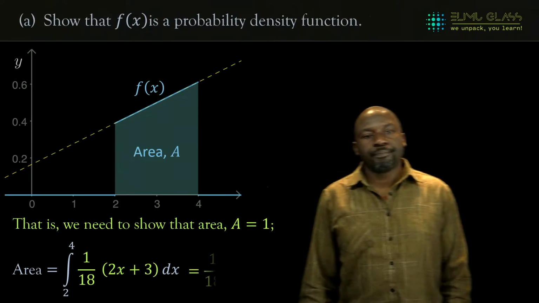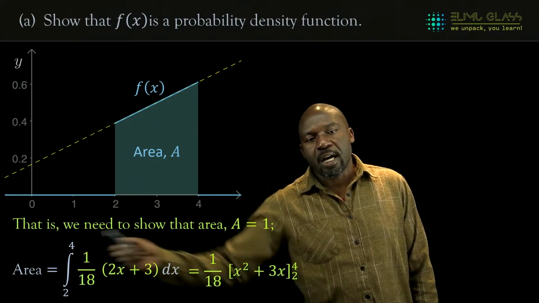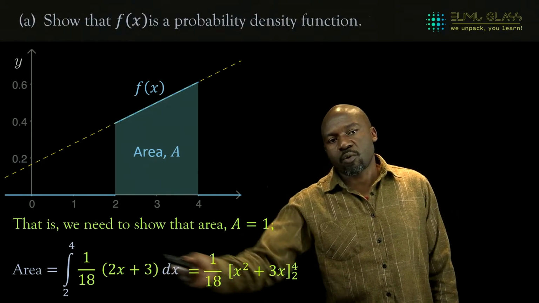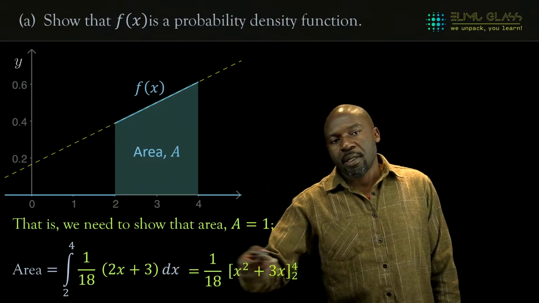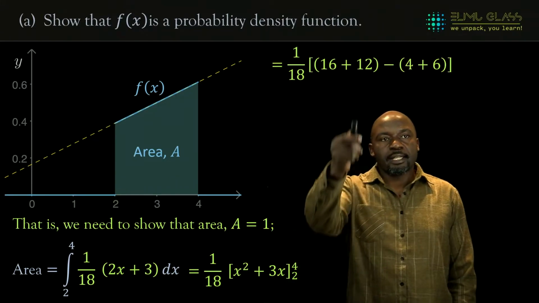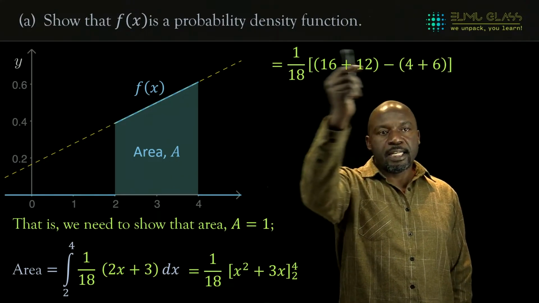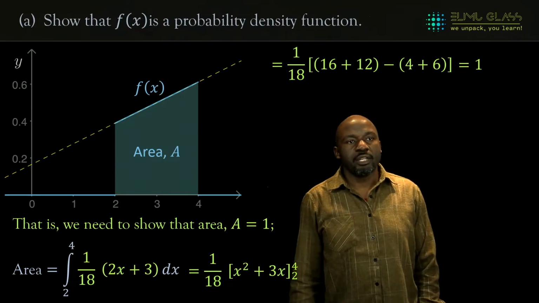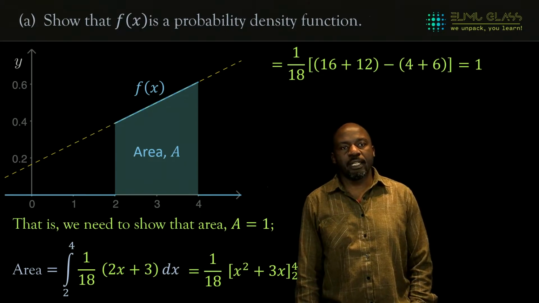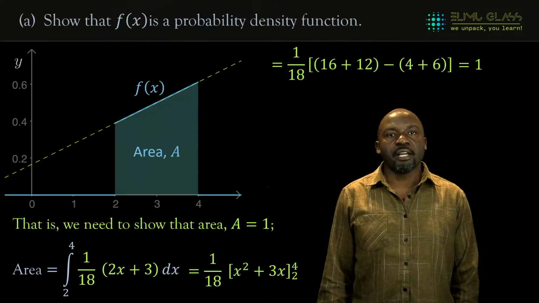If we do that, integrating, take the 1 over 18 out of the integral, and the integral of 2x is basically x squared, and the integral of 3 is 3x. When you substitute the intervals there, we get this. This is 28 minus 10 is 18. 18 times 1 over 18 is 1. And so we've confirmed that this is in fact a probability density function. f of x is a probability density function. Okay? That's part A of the question.